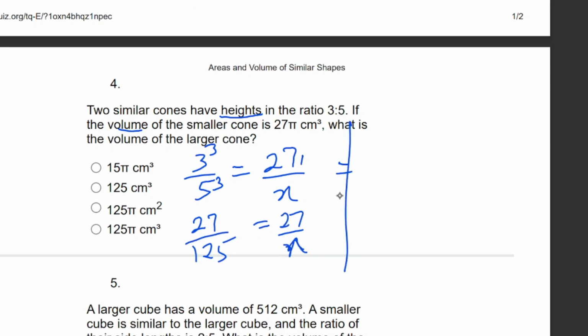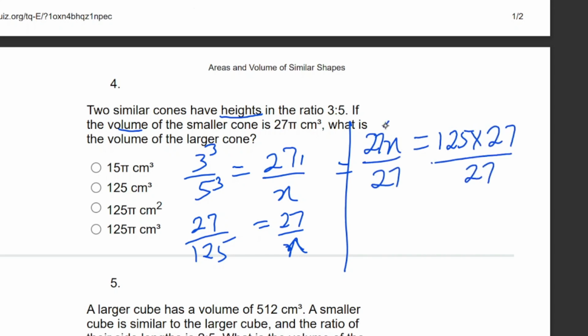So that means we have 27x equals 125 multiplied by 27. Divide both sides by 27. So 27 cancels 27. Therefore, x equals 125 pi. 125 pi centimeters cubed, not squared. Don't make the mistake: 125 pi centimeters cubed, not squared.